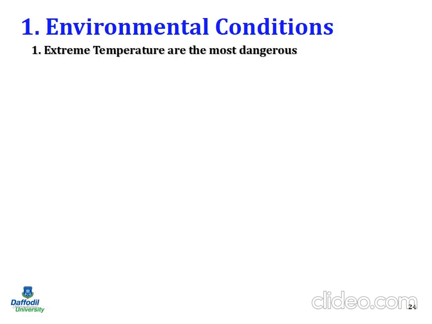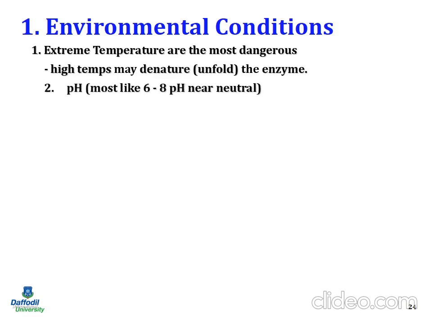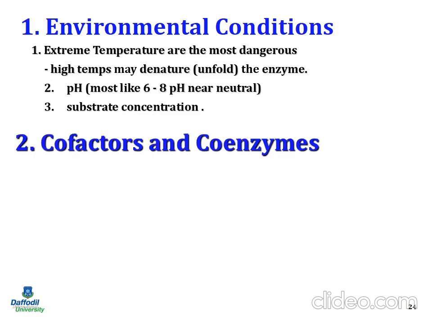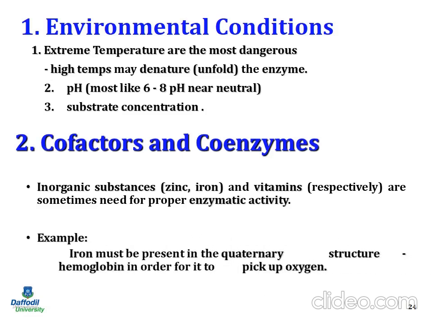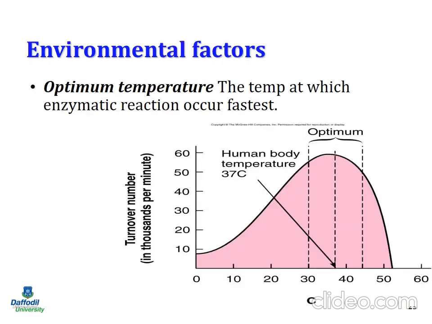Now if we consider the first one, environmental condition, the temperature and the pH are very important for enzyme activity. If the temperature is very high, there is a high possibility of denaturation of the protein, and if it is very cold, there is a probability of rigidity of the protein. In case of very high pH it could be denatured, or at low pH it could be denatured, and the substrate concentration also has a great role in enzyme catalysis.